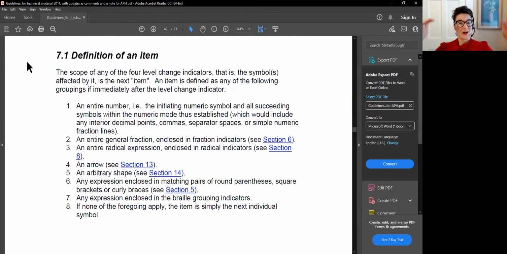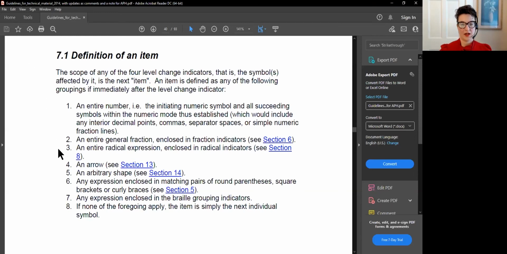And you can see there are 8 points here which give specific information about what an item can be. One of the things we already touched on, which is an entire number, right? We had to narrow the focus of our line over indicator in that 0.7 because an item without special instruction from Braille grouping indicators is the entire number. So the numeric symbol and all the other symbols in numeric mode.